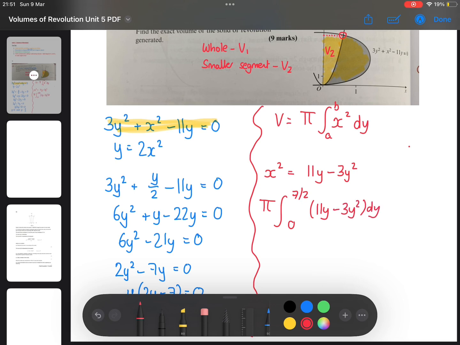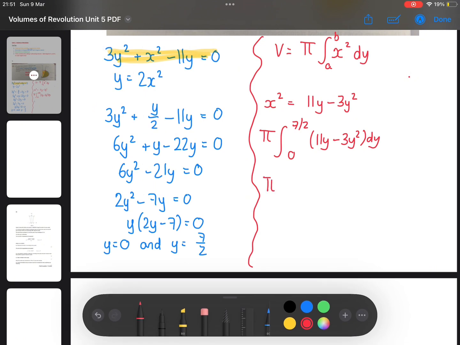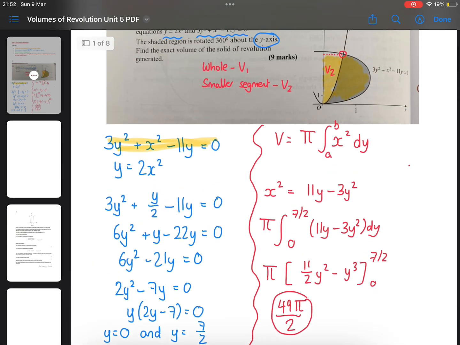And that will give us our volume of revolution. So if we do that, integrating, we have 11 over 2 y squared minus y cubed. And that's going to give us a final answer of 49 pi over 2. That's for V1. And then we need to look at V2.